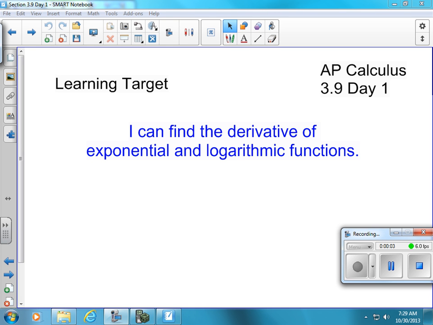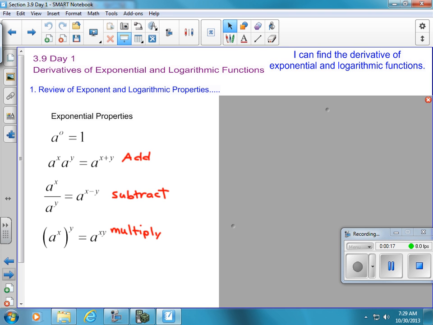Hello, beautiful calculus students. Welcome to section 3.9, day 1 lesson, finding the derivative of exponential and logarithmic functions. We actually have 4 formulas we're going to go over today, but before we do that, I always find that it's good to review exponential properties and logarithmic properties on the days that we do these derivatives.